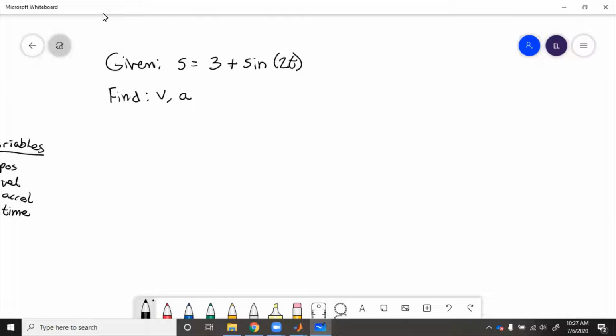We have position. What can we do to get velocity and acceleration? Well, we write our variables here. We have S, V, A. If we need to go down the chain, we take the derivative. If we need to go up the chain, we integrate. In this problem, we're going down the chain, so we need to take derivatives.